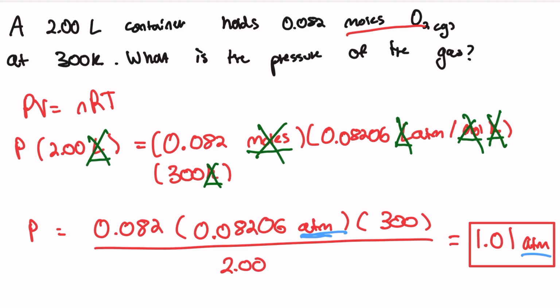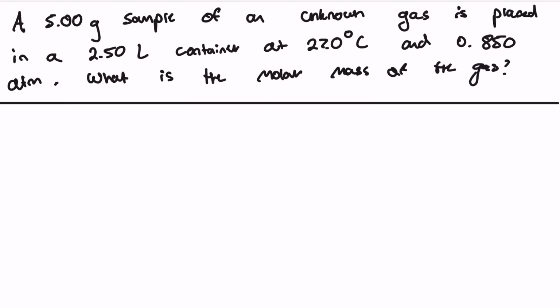So I hope that showed you how you can use the ideal gas law and why it's useful. Here's the second problem I'll be doing in this video, and it's a lot harder than the first one, so don't feel discouraged if you have no clue where to go from here. A 5-gram sample of an unknown gas is placed in a 2.5-liter container at 27 degrees Celsius and 0.850 atmospheres. What is the molar mass of this gas?